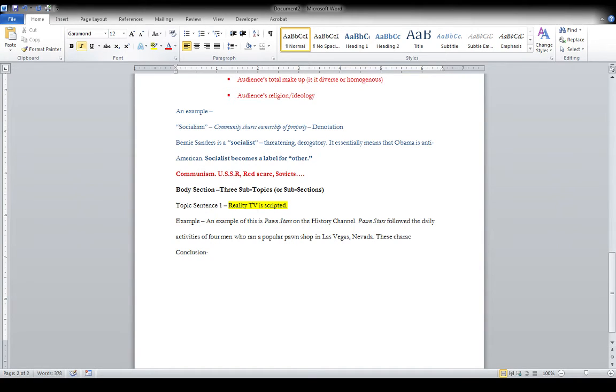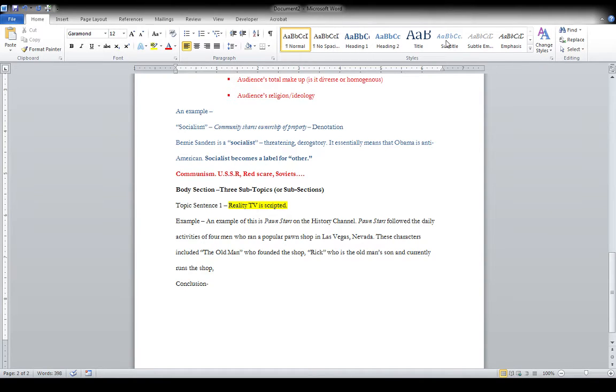These characters included the old man who founded the shop. Rick, who is the old man's son and currently runs the shop. I can never remember Rick's son's name. I'm going to look that up.